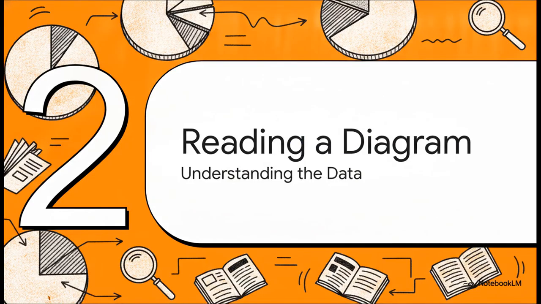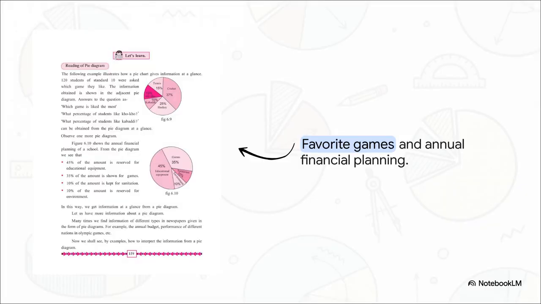Let's move to Section 2, Reading a Pie Diagram. The real beauty of a pie chart is how it feeds us vital information at a single glance. Let's look at the first diagram here. A survey was done with 120 Standard 10 students asking about their favorite games. Instantly, which game is the absolute favorite? Well, you can immediately see the largest slice belongs to cricket at 37%. You can also quickly spot that 10% of the students prefer kabaddi.